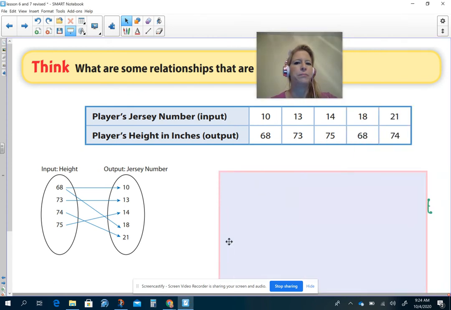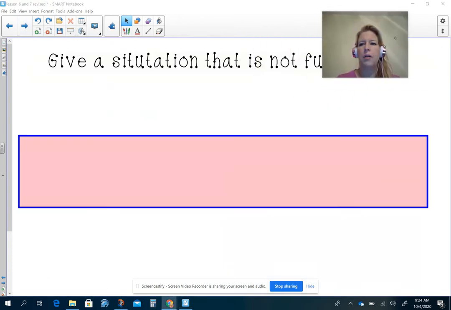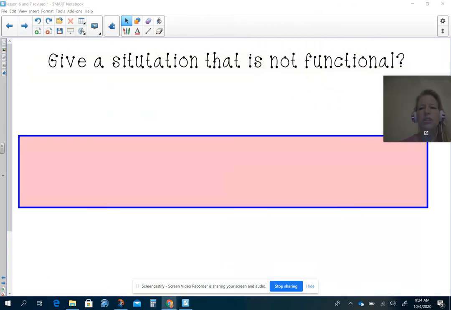Okay, so let's try another example with that. Now I want you to try to think of some situations that are not functional. So I want you to pause your video just like we did before. We thought about situations that were functional. Think about ones that are not functional. So you want to give a situation where your x's might repeat, which would not make it functional. So pause my video and write some situations in your notebook. Go.